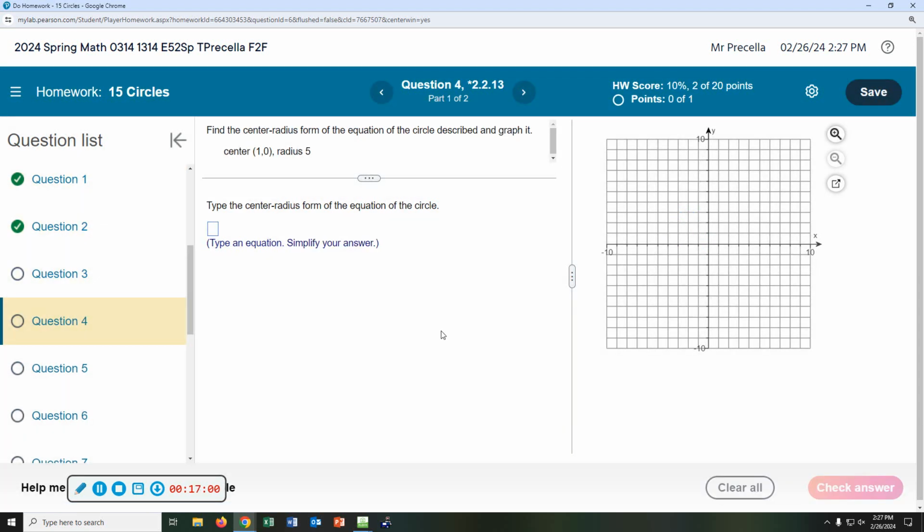Number 4. Find the center radius form of the circle and draw the graph. Here the center is at 1, 0, and the radius is 5. This is number 4. Number 3 was just like number 2. If we have time, we'll come back to it, but I can't get this page apart. Okay, so this is number 4. The center is at 1, 0, and what do they say the radius is? 5.